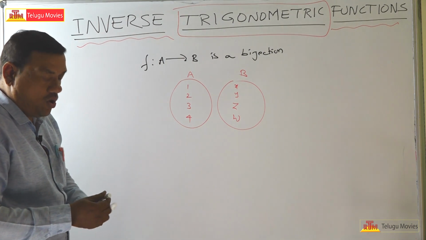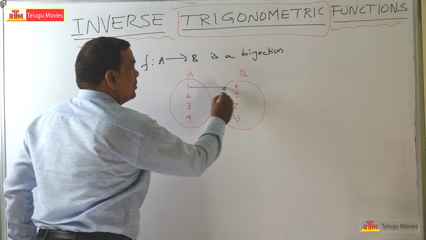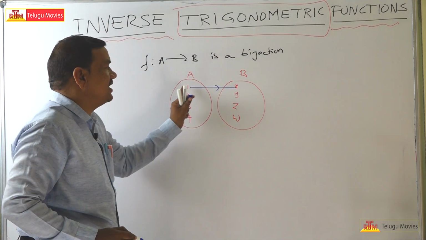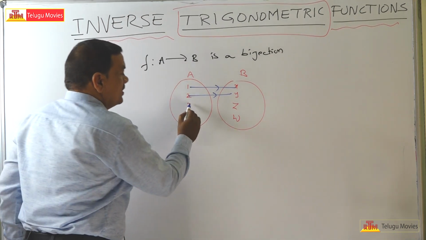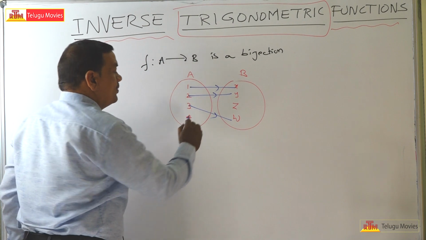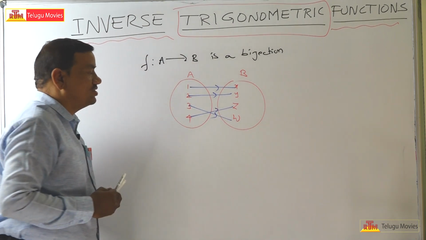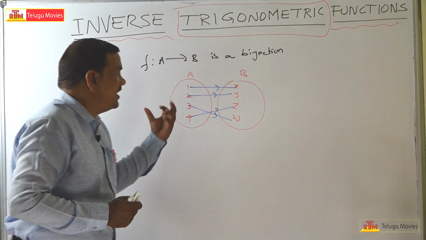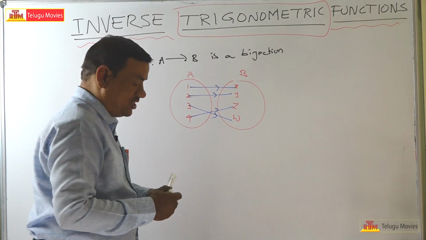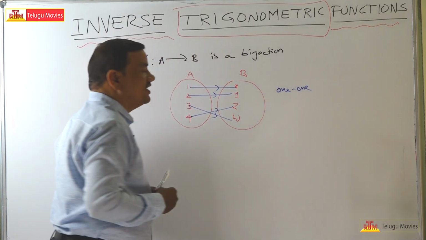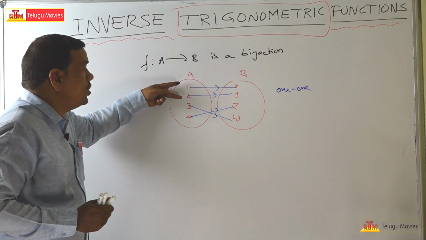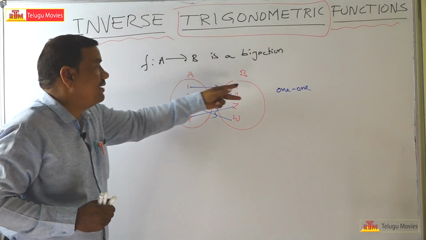Now, 1 is mapped onto x, that means x is the image of 1. 2 is mapped onto y. 3 is mapped onto w. 4 is mapped onto z. Then clearly it is a one-one function. Why is it a one-one function? No two elements of A have the same image in B.